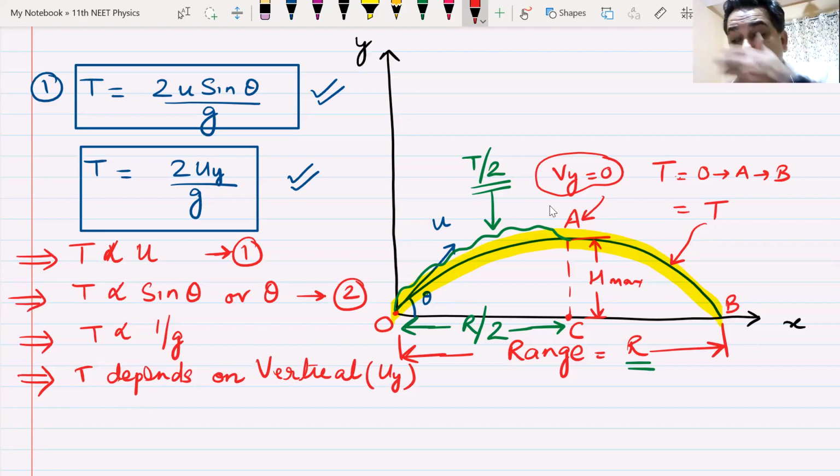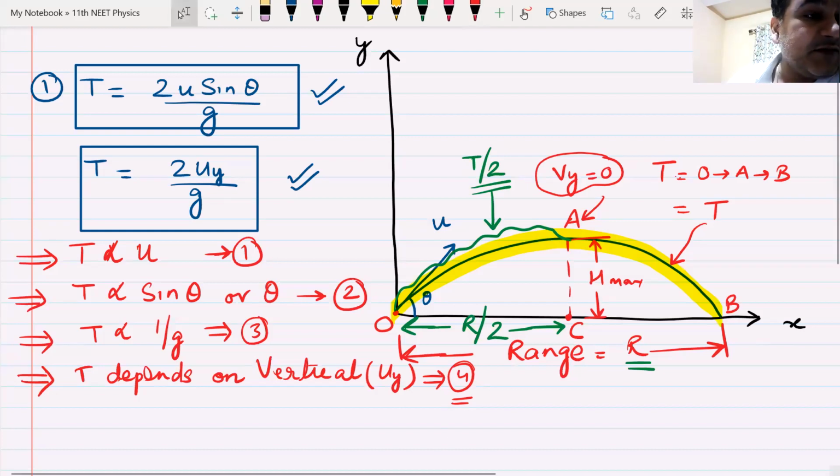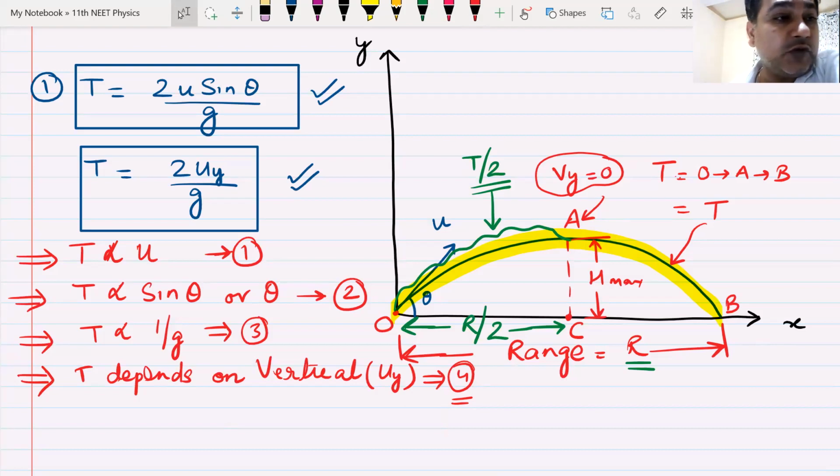It's just based on what we have discussed from the formula T is equal to 2u sine theta by g. We have derived everything that I've written point-wise, point number 1, 2, 3, and 4, on the basis of the formula T is equal to 2u sine theta by g. Can I have some raised hands that we understand this? No one has understood this?